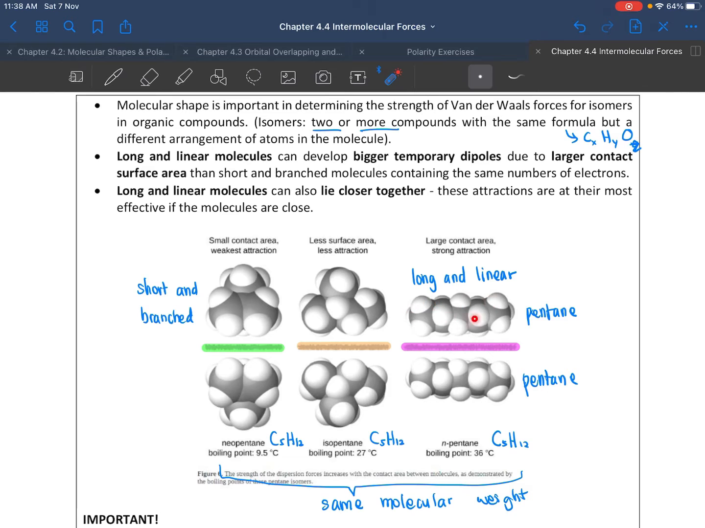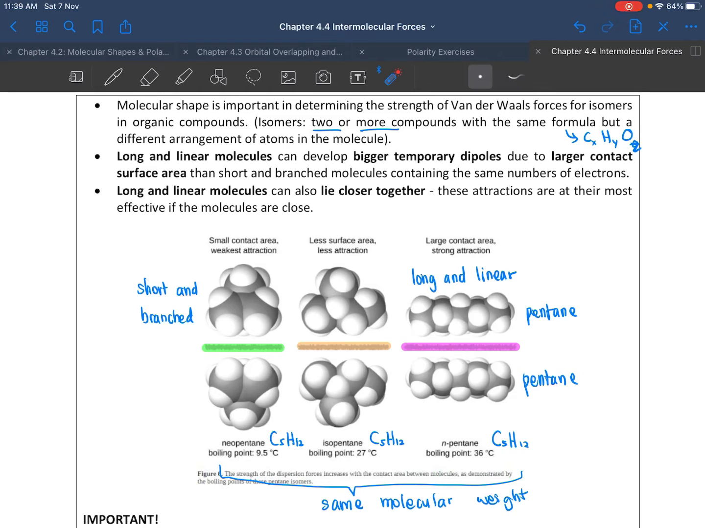Okay, so this long and linear molecule, dia ada contact surface area yang besar. Means, antara pentane dengan another pentane, contact surface area tu besar. Okay, so dia ada bigger temporary dipole and then area untuk berlakunya attraction ni pun besar, kamu boleh nampak. So, along this line yang pink ni, okay, so maksudnya attraction boleh berlaku antara dua pentane. Okay, lagi besar contact surface area untuk berlakunya attraction tu, lagi kuat lah attraction tu.